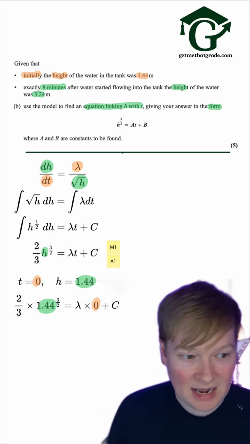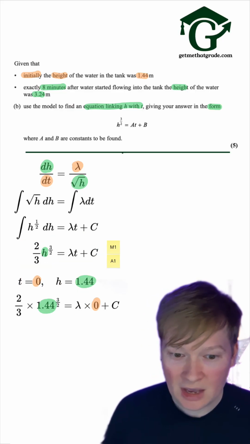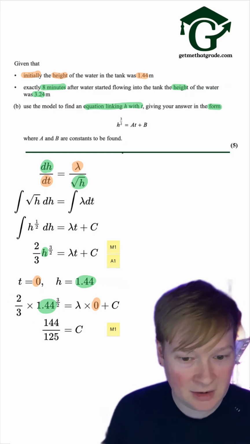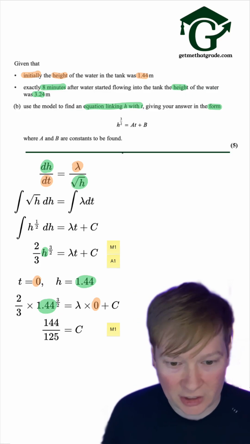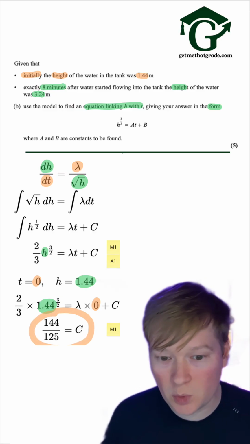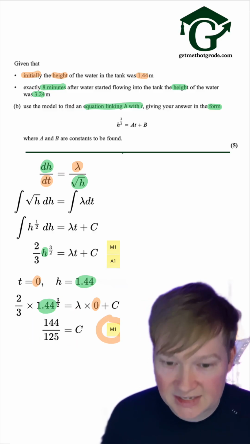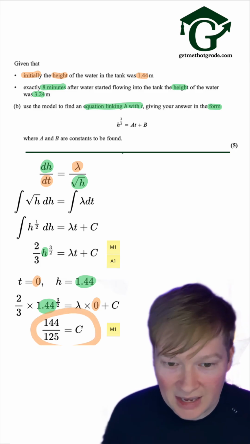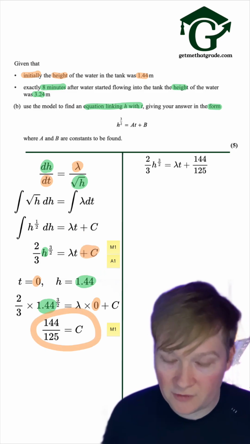That means that the lambda will cancel out, and we're left with c equals this, which we can put into our calculator and write nice and neatly as a fraction, 144 over 125. That gets us another mark. So let's replace this c back into this equation here with the fraction.